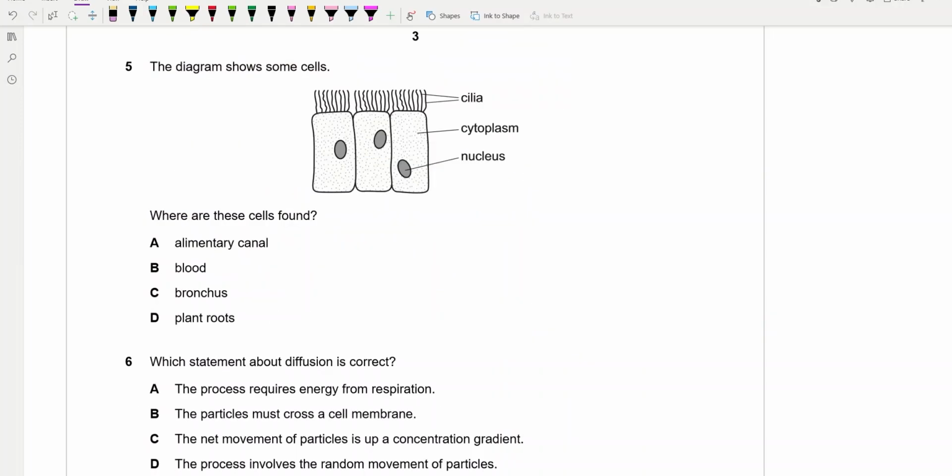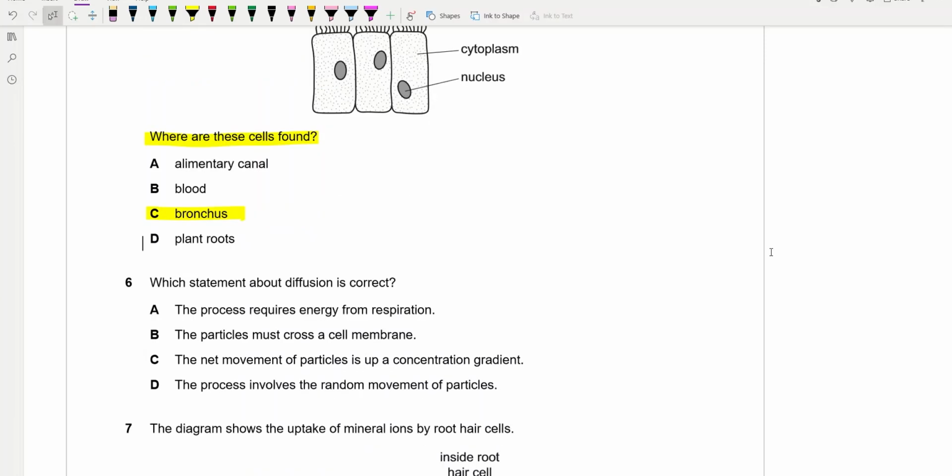Question number 5. The diagram shows some cells. Where are these cells found? Option A, alimentary canal. Option B, blood. Option C, bronchus. Option D, plant roots. So the answer would be bronchus, as cilia are found in the bronchus.